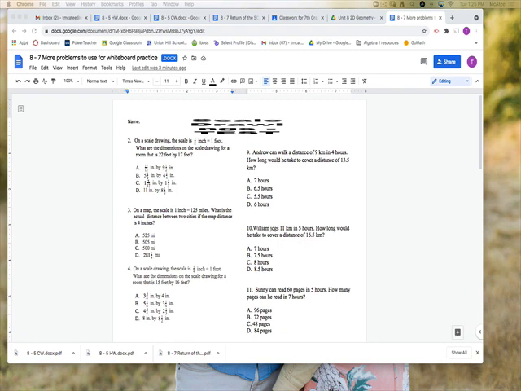Okay, 9 kilometers. Andrew can walk a distance of 9 kilometers in 4 hours. How long would it take to cover a distance of 13.5 kilometers? Keep working this out. If I call on you, just go back to the previous step. I'll give you a minute to start it. Beautiful. Let's start out on the right side.